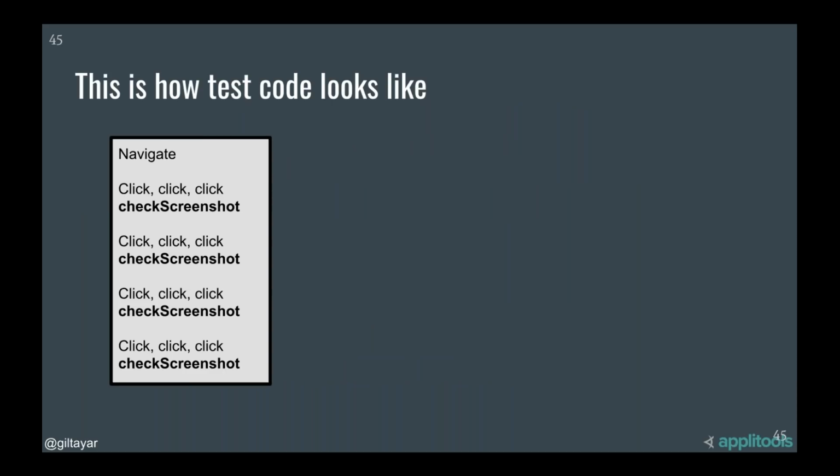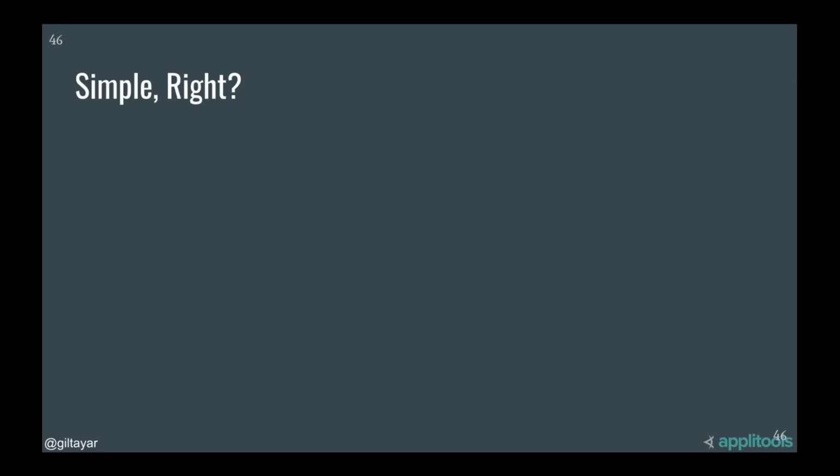And this is what test code looks like. First of all, you navigate to the application. Then you click to get to a page. Check the screenshot. You take the screenshot and compare it to the baseline. Then click, check the screenshot. Click, check the screenshot, and so on until you've visually tested your whole application in its various states. Simple, right?